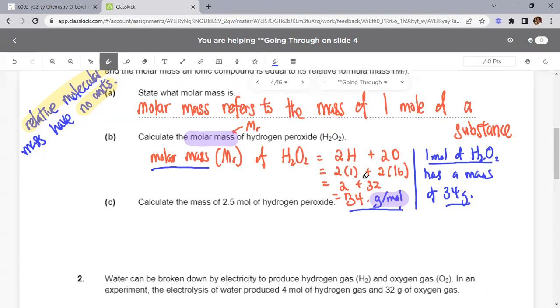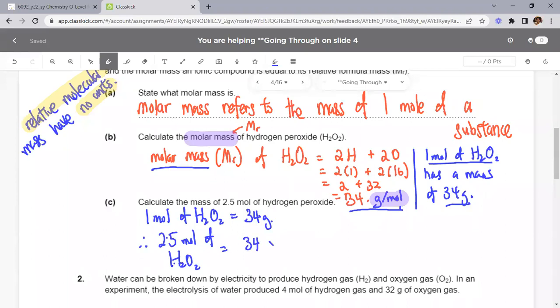As simple as it is, I know that 1 mole of H2O2 is equal to 34 grams. Therefore, 2.5 mole of H2O2 will be equivalent to 34 multiplied by 2.5. Right? Let me press my calculator. Right, so you're going to get 85 here. 85 grams. Okay, so this is how you're going to get it. You know that it's going to weigh 85 grams.